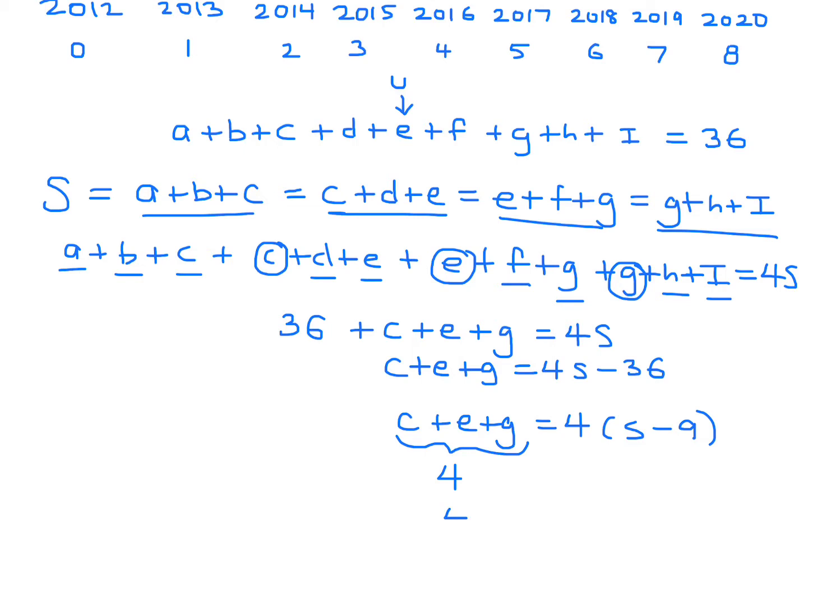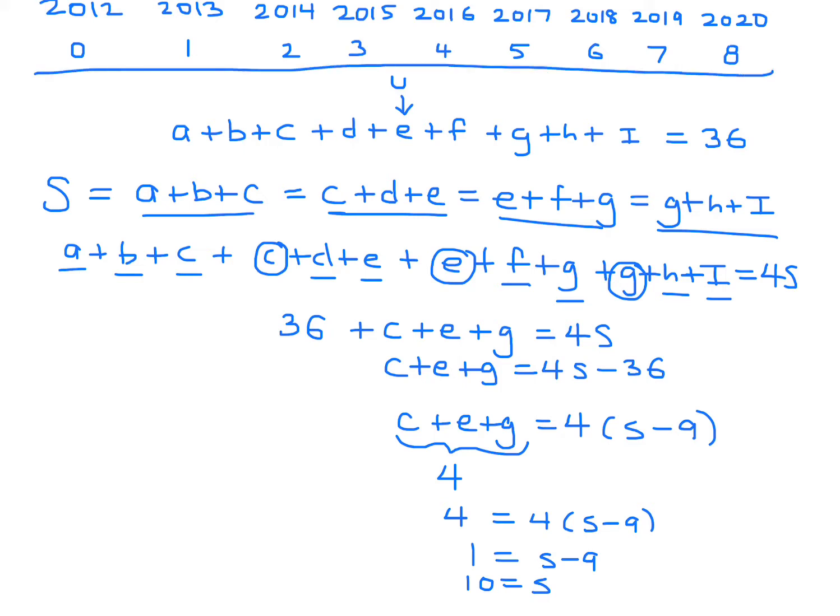So that means 4 is equal to 4 times S minus 9. Therefore, 1 is equal to S minus 9, and therefore S is equal to 10. So that means the sum is 10. Remember, they said the sum of 3 numbers has got to be 10. So we just figured out the sum is 10, according to the notation I'm using, not the original numbers, obviously. Those are far greater than 10.